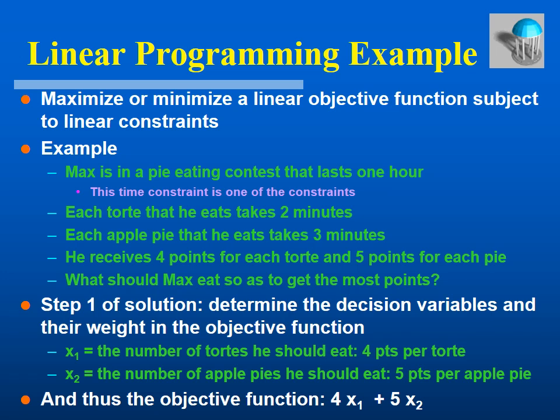So the way you solve this problem is decide what the decision variables are and what their weights are. The two decision variables will be how many tortes should be eaten, x sub 1, and how many apple pies should be eaten, x sub 2. And the weights are 4 points per torte and 5 points per apple pie. And so the objective function that we're trying to optimize is 4 times x1 plus 5 times x2.